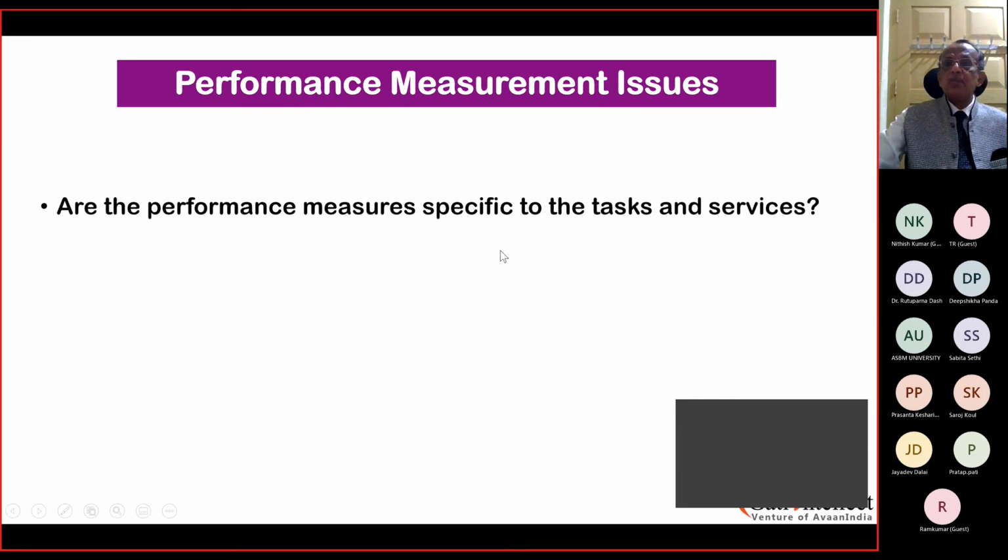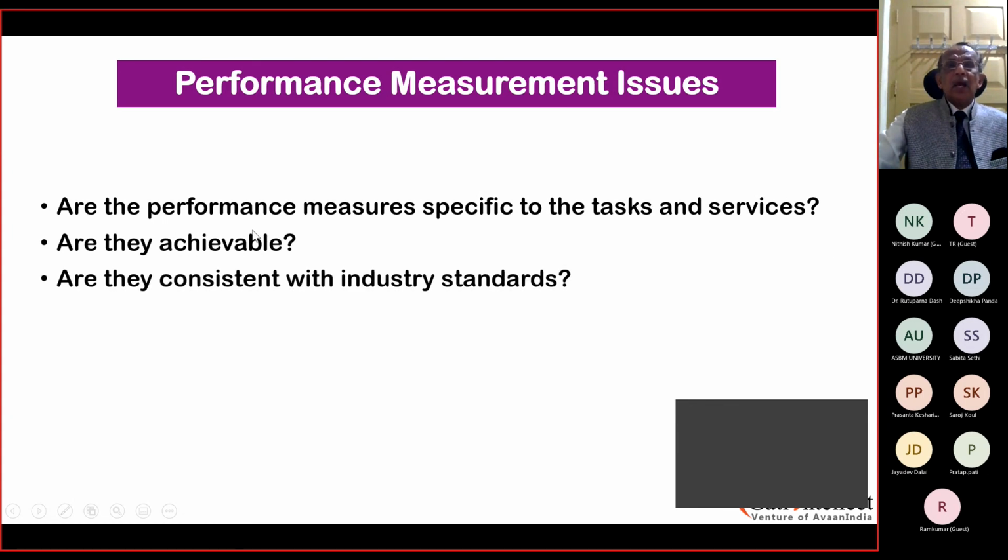Are the performance measures specific to the task and services? Are they achievable? See here, it is your responsibility. Like I gave a crude example of Dubai, it's an unwritten law. Nobody will be permitted to progress in their career without proper academic qualifications, and people who are good are picked up at random from here and there and sent abroad for further studies. So you have to come up with your own performance measurement standards.